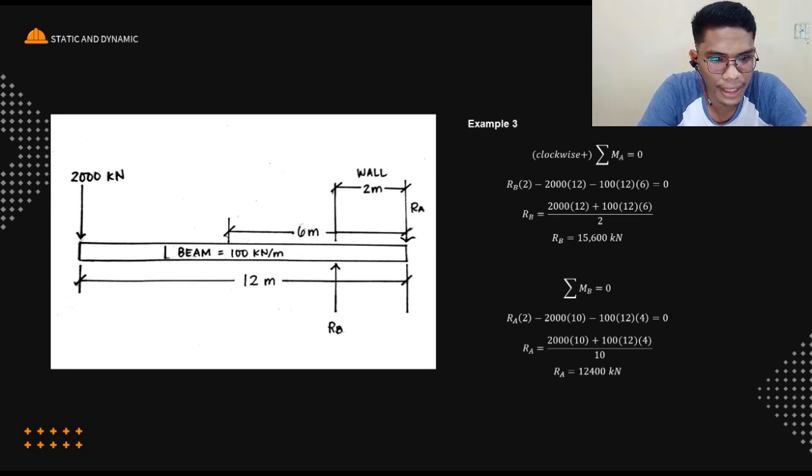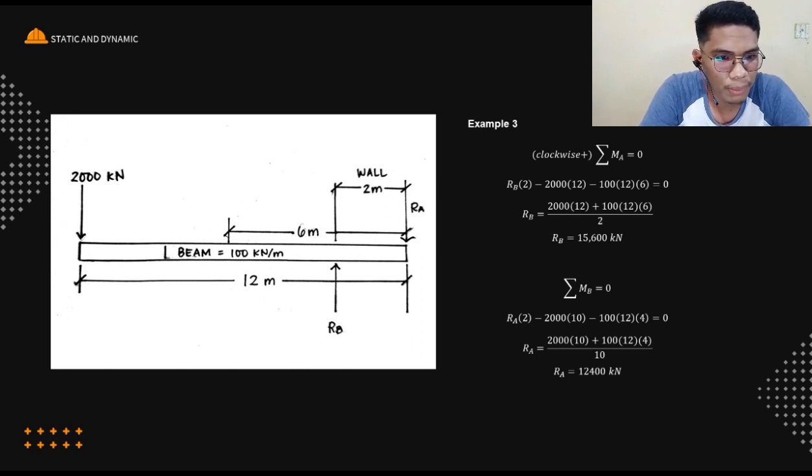So, the summation of moment at B is equals to 0. So, yung RA po natin, papunta kay B is moving clockwise. So, positive multiplied by 2, which is its moment arm, minus 2,000, naging minus po siya kasi ang movement niya po is pa-counterclockwise, multiplied by 10, which is its moment arm, minus 100 multiplied by 12 multiplied by 4. Katulad po ulit ng sinasabi ko, dahil nga po uniform load siya, kailangan po natin i-multiply yung ating load dun sa ating distance na 12. So, 100 multiplied by 12 multiplied by 4 is equals to 0.